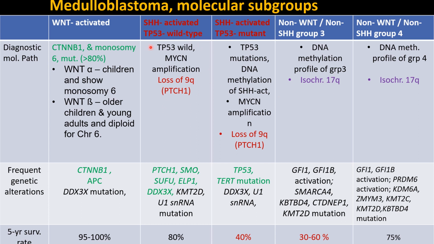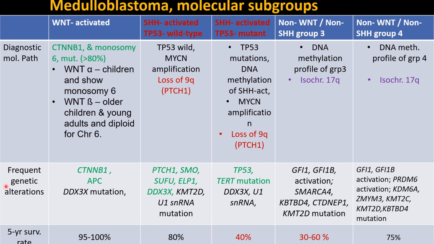Coming to SHH activated TP53 mutant, TP53 mutations can be demonstrated on immunohistochemistry or by NGS, next generation sequencing, or Sanger sequencing. MYCN amplification may be seen, and there will be loss of chromosome 9. Coming to the group 3 and 4, they will show isochromosome 17q. If we see the overall survival rate for Wnt activated, it is almost 95 to 100%, and it is almost 40% in the SHH activated TP53 mutant group, which has the lowest survival rate.